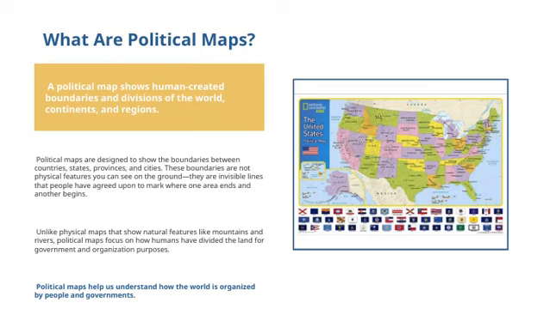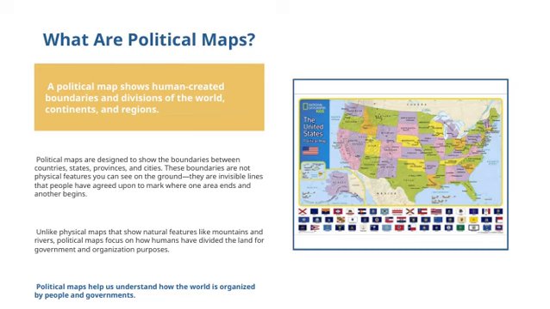So, what exactly are political maps? Well, they are maps that show the human-created boundaries and divisions across the world, continents, and regions. These maps are designed to highlight the borders between countries, states, provinces, and even cities. It's interesting to note that these boundaries aren't physical features like mountains or rivers. Instead, they are invisible lines that people agree upon to define where one area ends and another begins. Unlike physical maps, which focus on natural features, political maps are all about how humans have divided the land for purposes like government and organization.